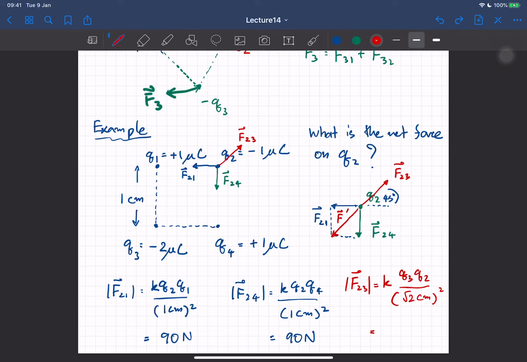Sorry, let me recalculate this again. So 9 times 10 to the 9 times 2 minus 6 times 1 minus 6 divided by... and actually I got the same number, which is 90 newtons. I think I chose it such that Q3 is a little bit further away, so it's actually weaker. To make up for that longer distance, I make Q2 stronger in terms of the charge. So in the end, they are all 90, 90, 90, like this.